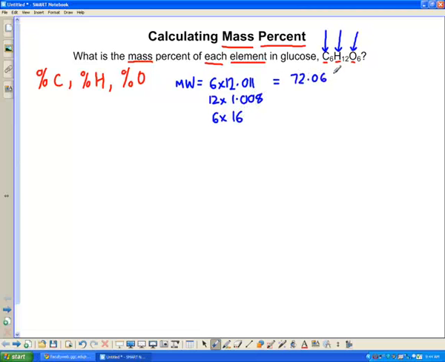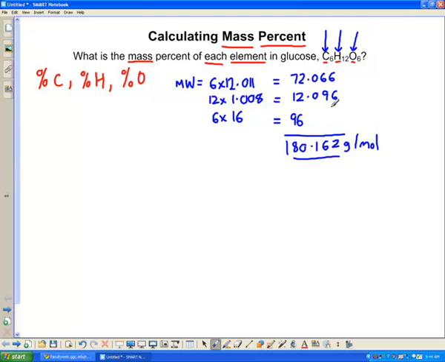So 72.066 for the 6 carbons, 12.096 for the 12 hydrogens, and then 96 for the 6 oxygens. And if we add all this up together, what we end up with is a molecular weight of our glucose of 180.162 grams per mole. So all these units here, these are all in grams per mole.